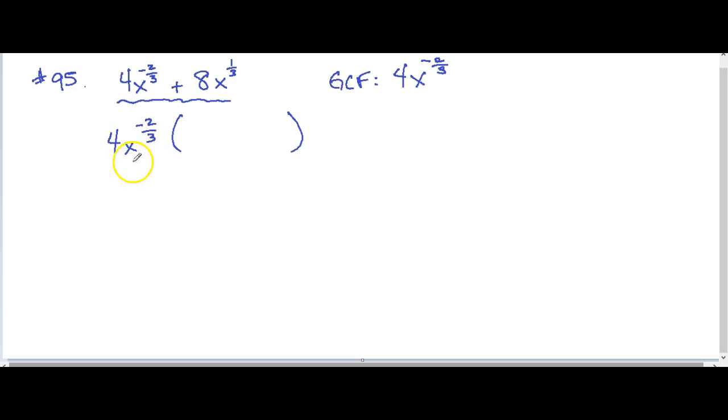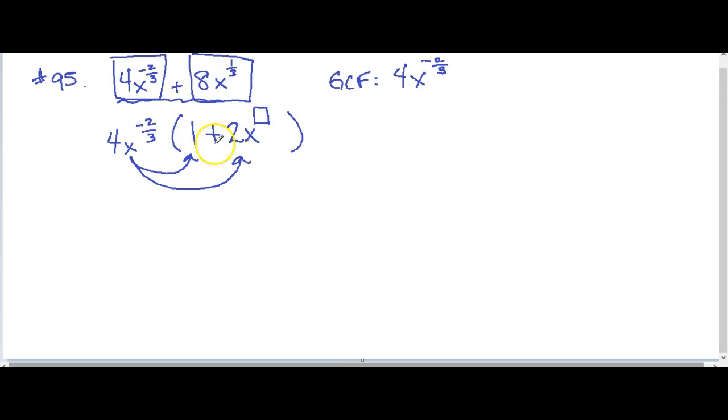So 4x to the negative 2/3 times what is going to give us 4x to the negative 2/3? That's going to be 1. And then 4x times what will give us 8x to the positive 1/3? That for sure will be 2, and then we have x, and then we just have to find out what our exponent is going to be here so that we get 1/3.